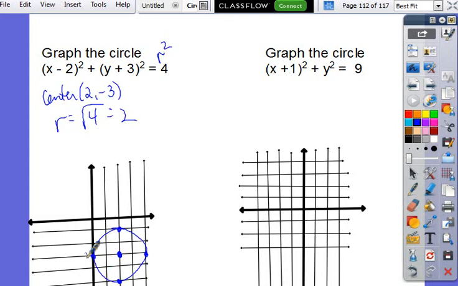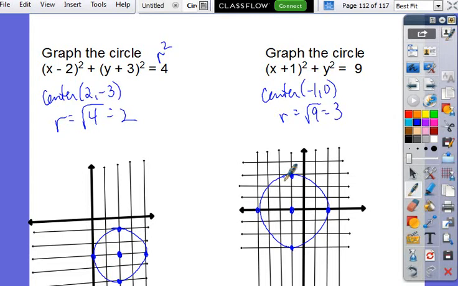All right, so for the second one here, what is my center? −1, 0. Radius is the square root of 9, which is 3. So I go to −1, 0, put my point. I go up 3 from there, right 3, down 3, left 3. There's your circle.